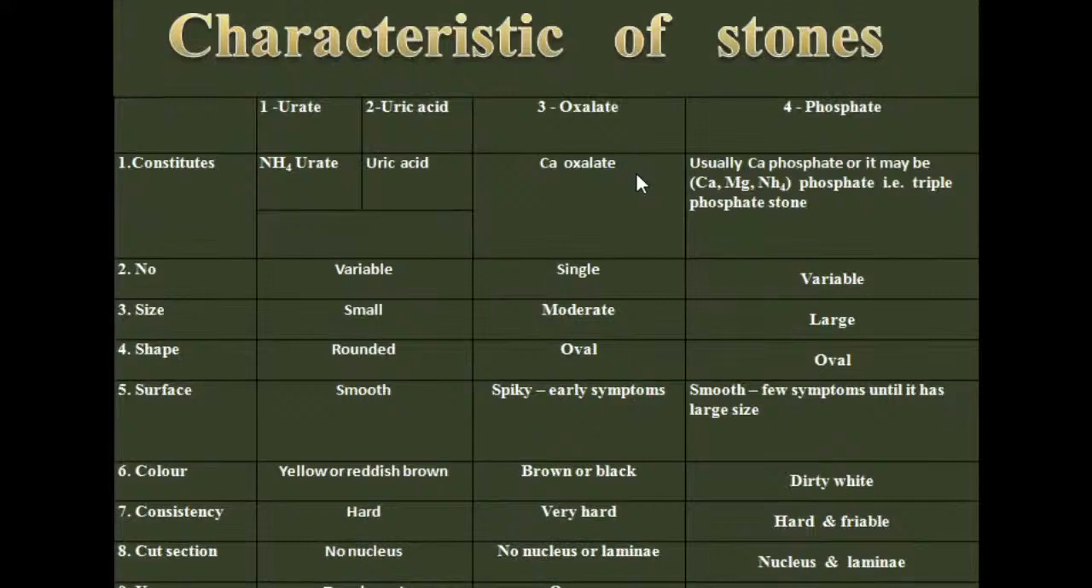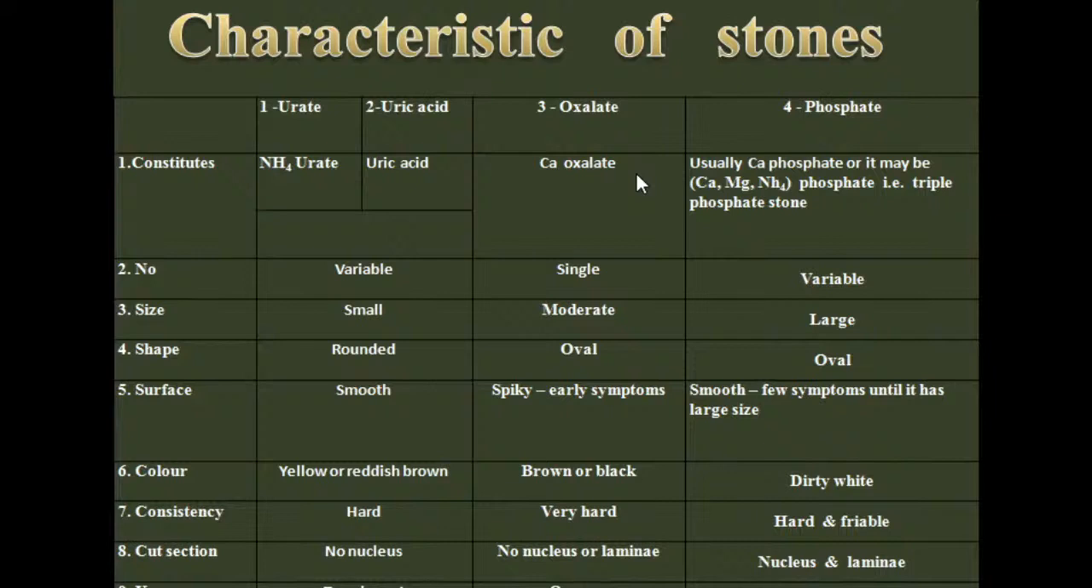Characteristics of stones. You can see urate, oxalate, and phosphate. Urate stone, the ammonium urate or uric acid stones: most often the number variable, size small, shape rounded, surface smooth always, color yellow or reddish brown, consistency hard. And cut section, no nucleus. Oxalate, calcium oxalate most often, single most often, size moderate, oval, spiky, earlier symptoms due to this surface. Brown or black. Very hard, and no nucleus.